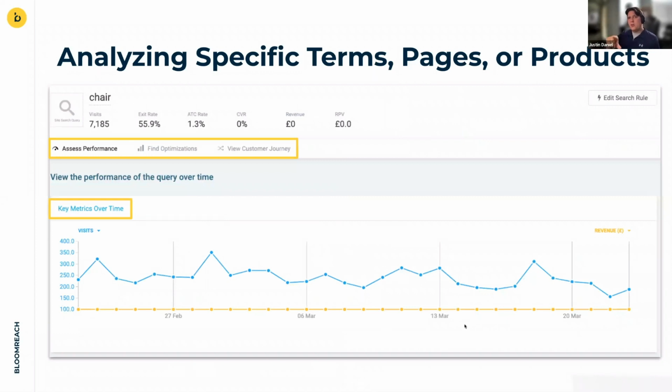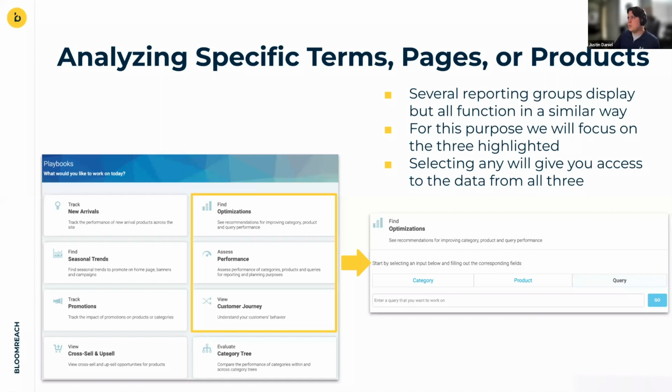If you look across the top there, just under the term chair and the metrics associated with that particular query, you can see those three reporting suites that we previously mentioned: assess performance, find optimizations, and view customer journey. They're tabs you can click from one to the next. So don't stress about which one of these three you select when you do it, only that you're selecting the right set of reporting for what you're trying to do. In this case, look at something specific.